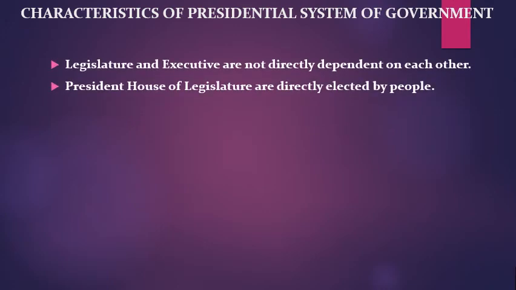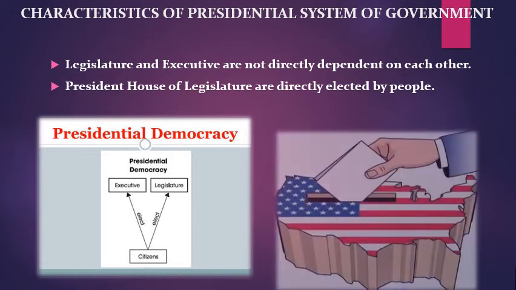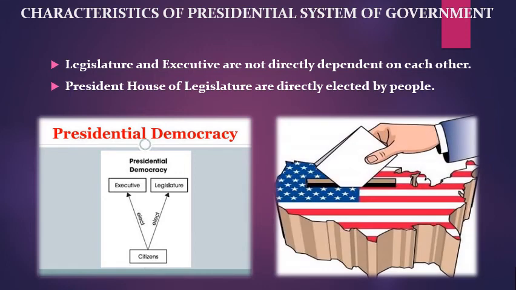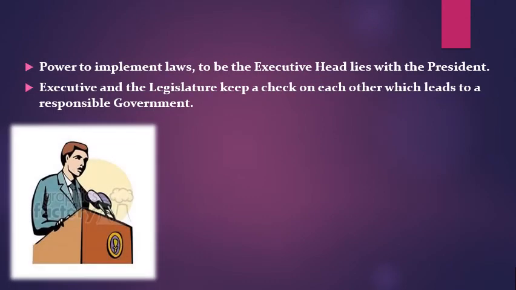In this form of government, the legislature and the executive are not directly dependent on each other. Houses of the legislature and the president are directly elected by the people. The president is the executive head and has lots of powers, including power to implement laws.